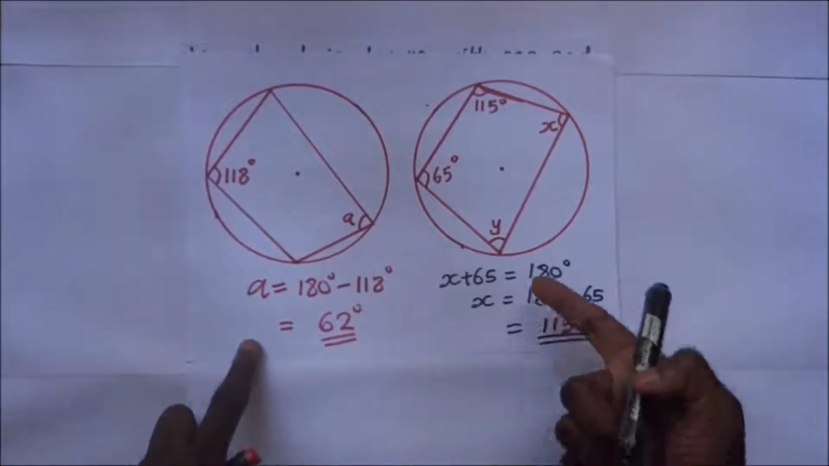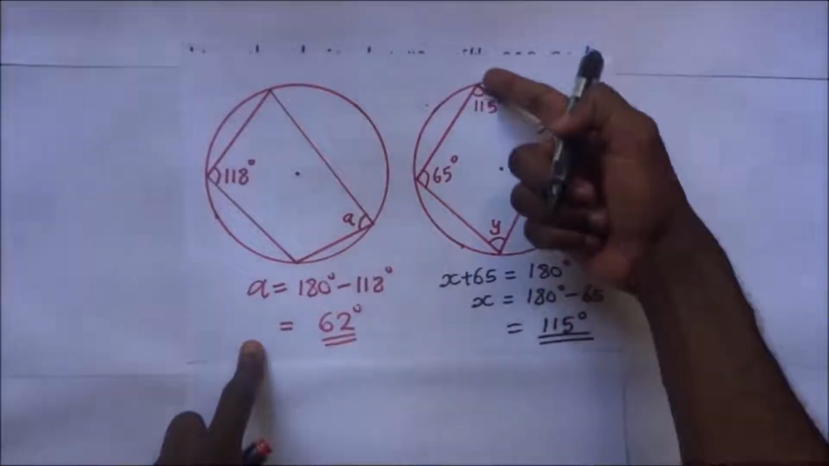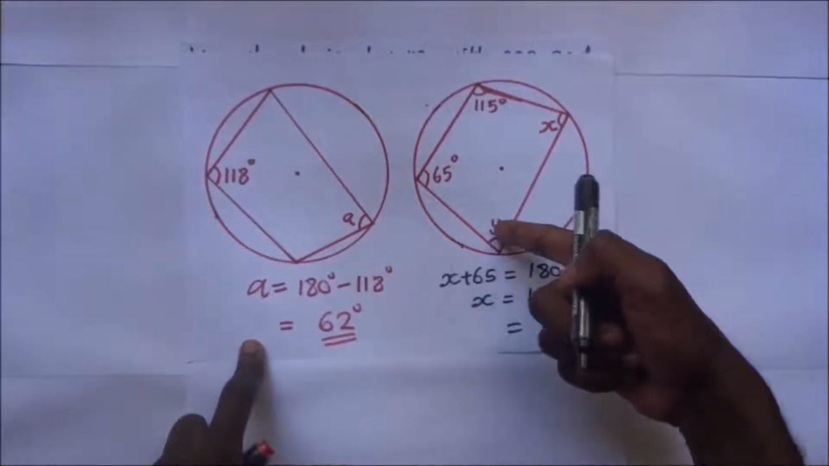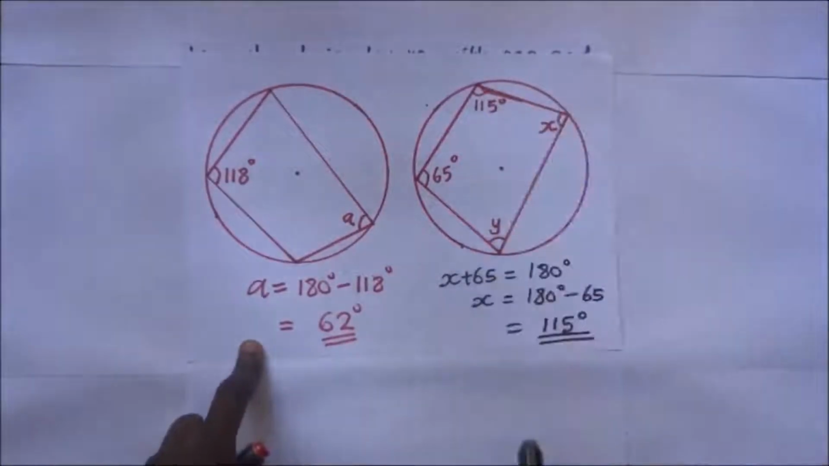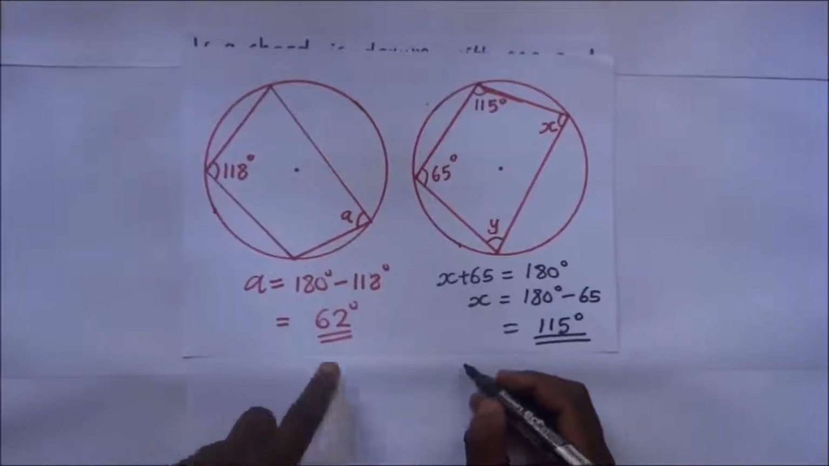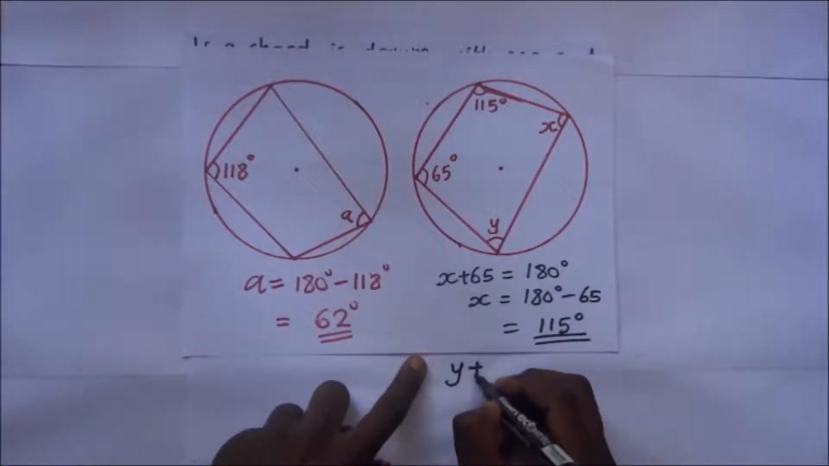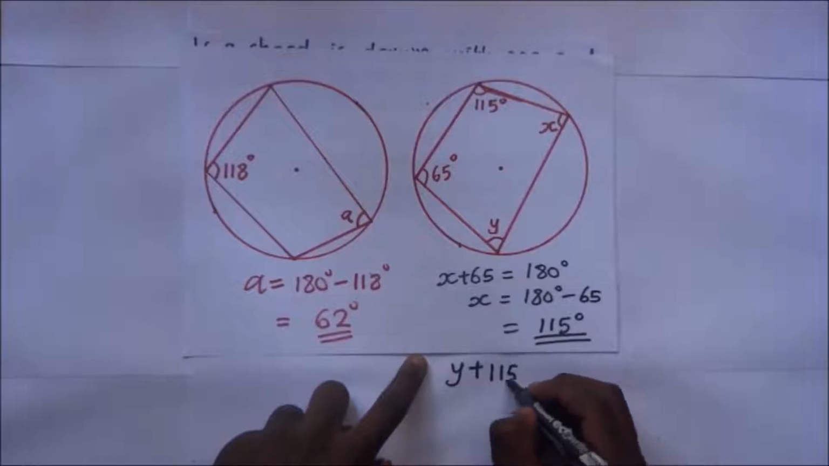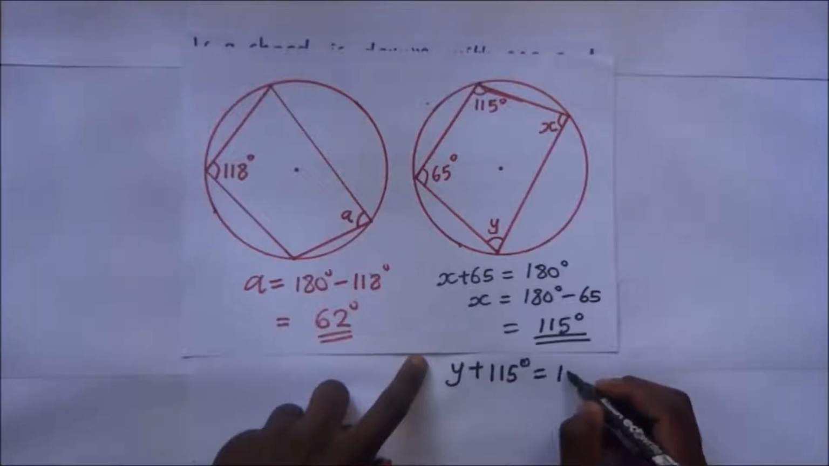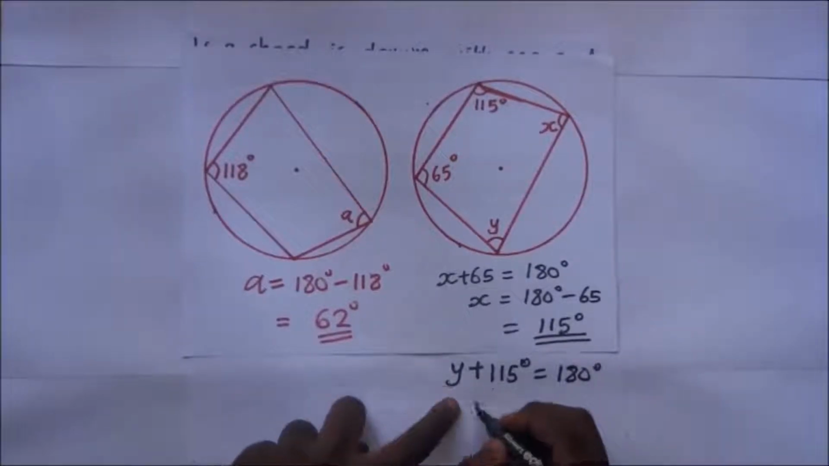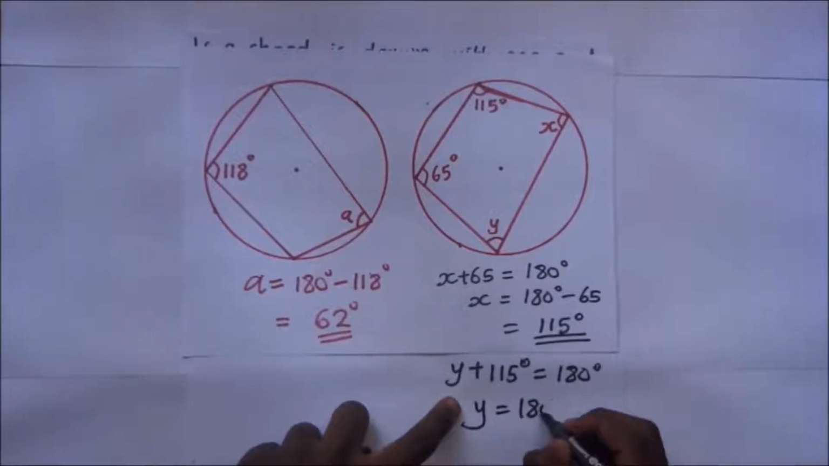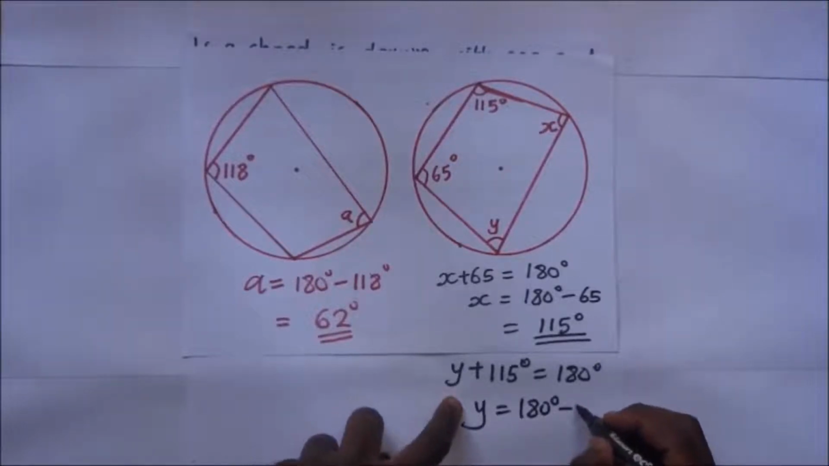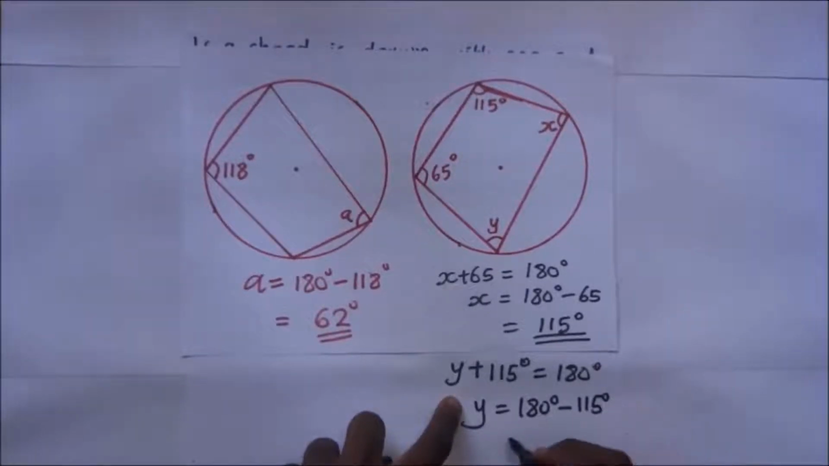Likewise, looking at this other cyclic quadrilateral, y plus 115 degrees is supposed to be equal to 180 degrees. So y will be 180 degrees minus 115 degrees, and we shall end up with our value of y as 65 degrees.